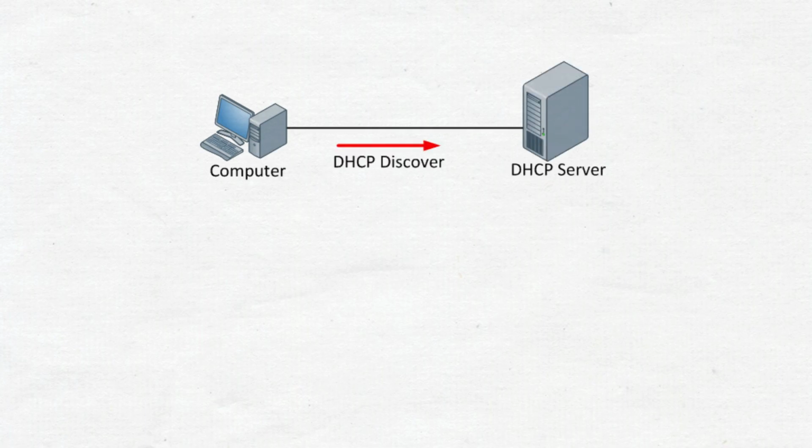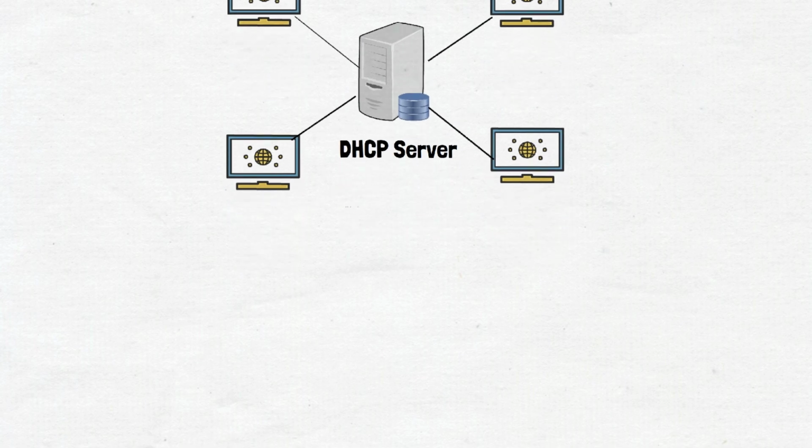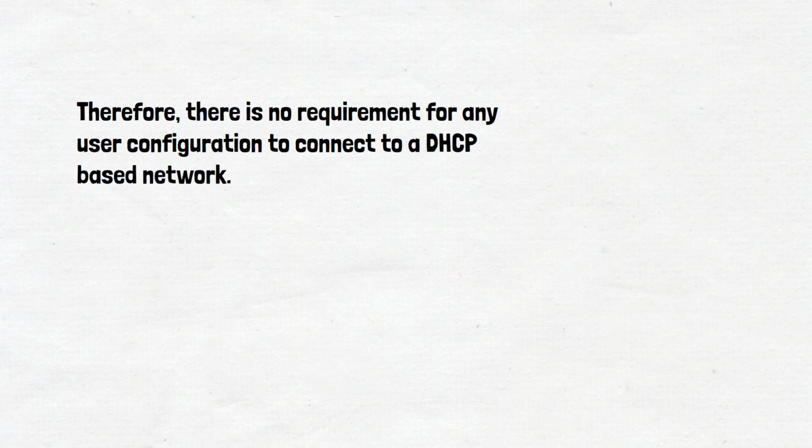Number 4 is Dynamic Host Configuration Protocol, or DHCP. It is a network management protocol used to dynamically assign an IP address to any device, or node, on a network so they can communicate using IP or Internet protocol. DHCP automates and centrally manages these configurations. There is no need to manually assign IP addresses to new devices. Therefore, there is no requirement for any user configuration to connect to a DHCP-based network. DHCP can be implemented on local networks as well as large enterprise networks.